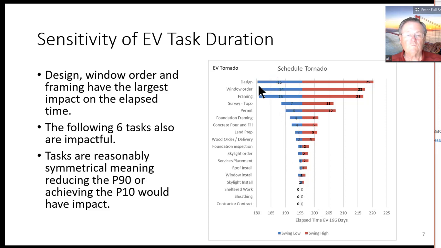And if I took the design and went to the P10, everything else being uncertain, because this is an EV tornado chart, you can see there's a significant move in the time to complete the house. Or if it went to the P90, there's a significant increase. That's also true for the window order and the framing. Now the following 6 tasks here also have some impact. Also notice most of them are very symmetrical. And that's because of the way the assessments were made with the P10, 50, and 90. Typically, they're not quite that symmetrical.